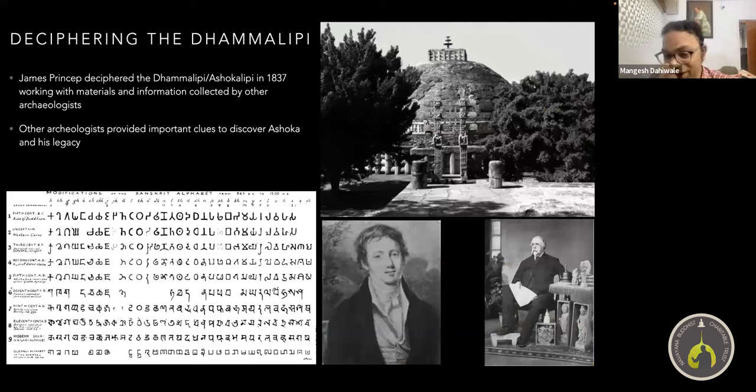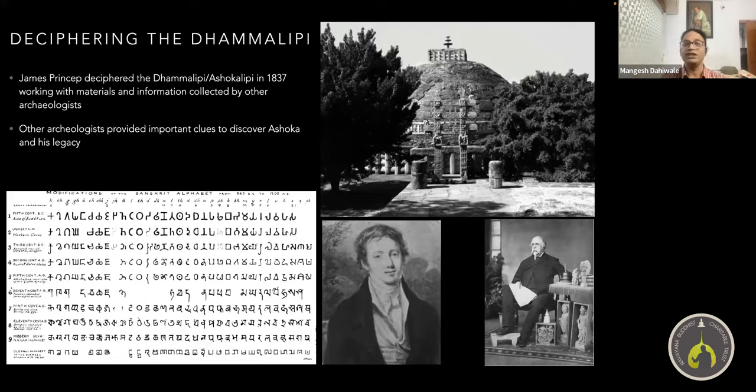Now, deciphering the Dhamma Lipi is itself a very interesting process, and it has its roots in Sanchi. This is James Prinsep, who deciphered the Dhamma Lipi or Ashoka Lipi in 1837, working with materials and information collected by the archaeologists. It was not just one person who was involved in deciphering the Dhamma Lipi. There was, of course, a network of many people who were hand-copying the script and taking various traces of the inscriptions that they found, and sending them to the Royal Asiatic Society, which became a hub of the discoveries of Ashoka and Buddhism afterwards.